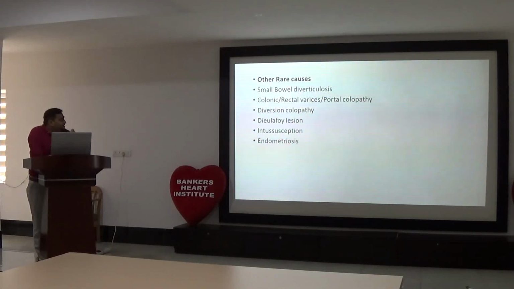Now, some rare causes like small bowel diverticulosis. Previously we discussed the large bowel. Then colonic rectal varices or portal colopathy. This happens in portal hypertension when the systemic and portal circulation open up. Then diversion colopathy, Dieulafoy lesion, intussusception, endometriosis; even uterine endometriosis can invade the rectum and cause rectal bleeding. So this type of rare cause sometimes happens, and we should also take history about these diseases.